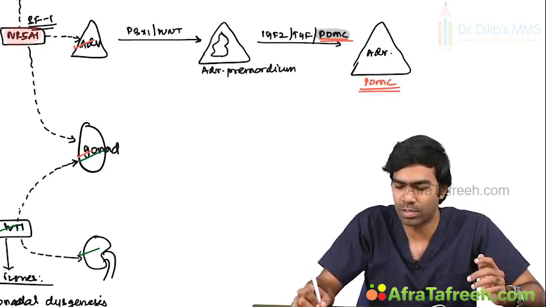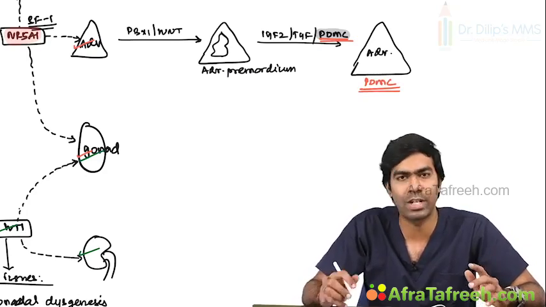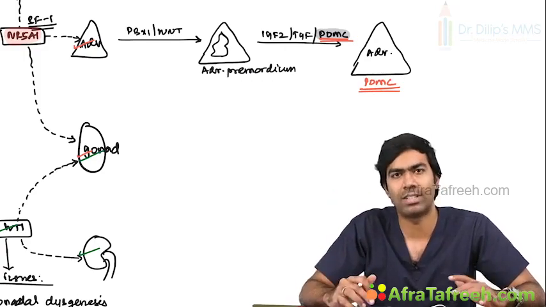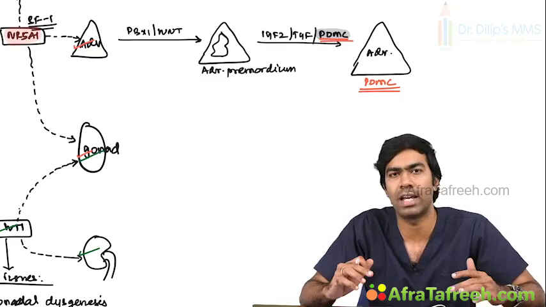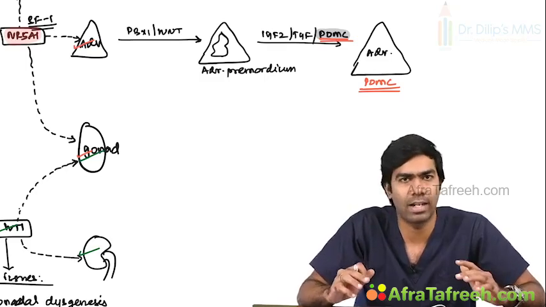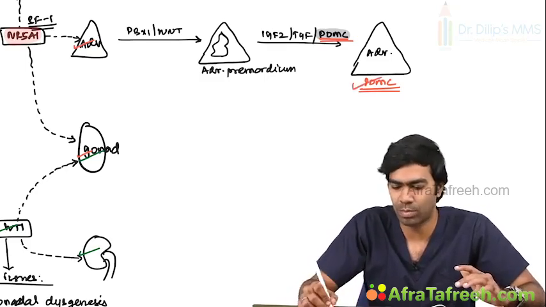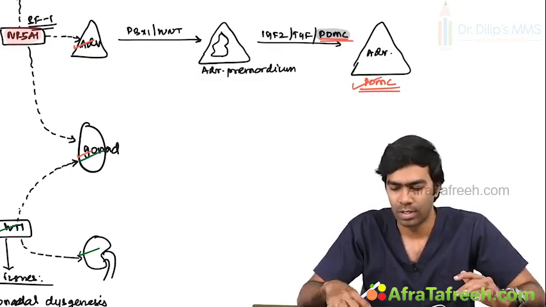Now, POMC is important for increasing the cell number as well as cell size, as well as increasing the enzyme content within the adrenal gland cells. So, POMC is the most important as far as we know.